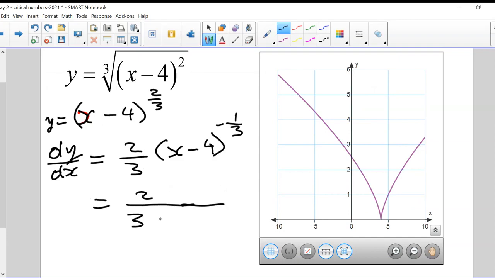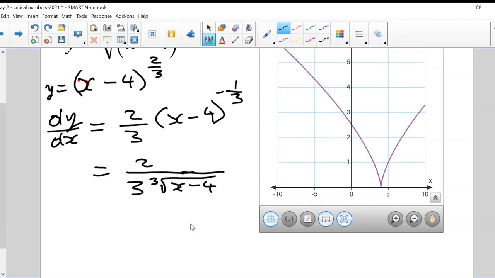2/3 times the cube root of x minus... oh, by the way, this is multiplied by the derivative of the inside, which is simply 1. So I guess I should have said that. This is really the chain rule in action here. So 2/3 of this, (x minus 4) to the minus 1/3, times the derivative of x minus 4, which is just simply 1. So that's why I didn't say it, but that's really what we should have interpreted from that. So 2/3, the cube root of x minus 4.